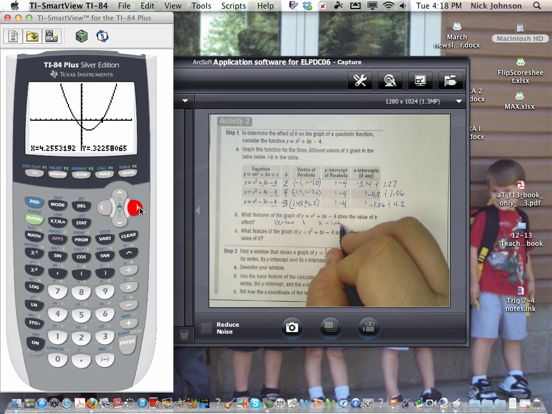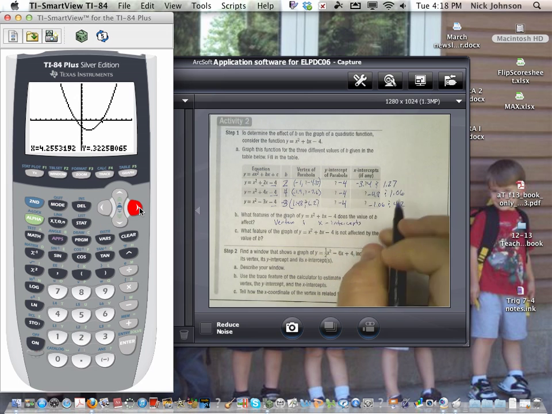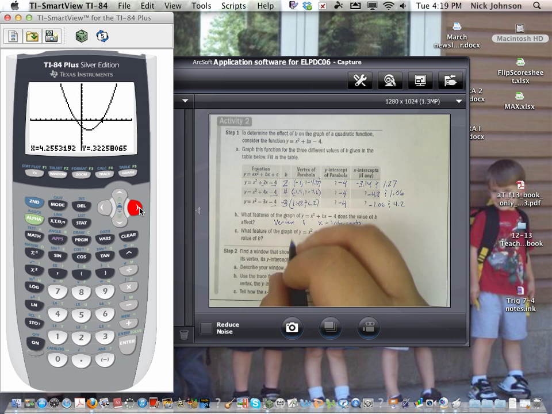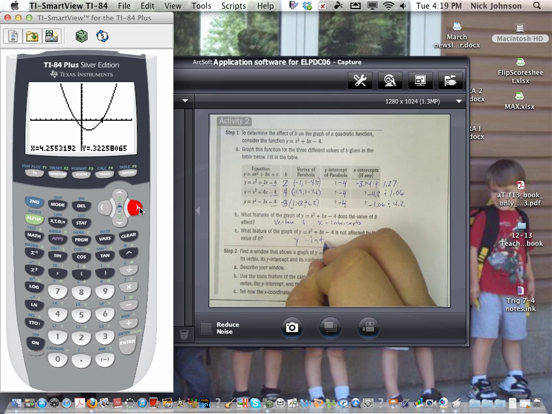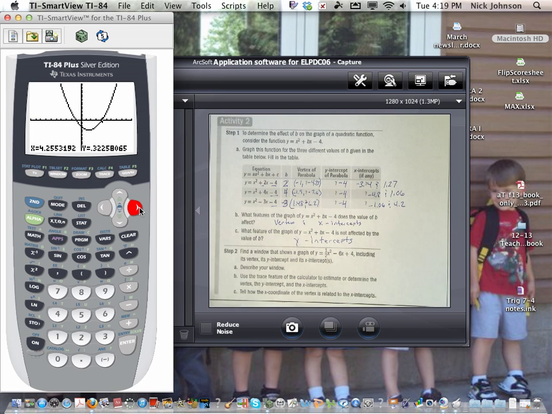It says, what features of the graph of y equals x squared plus bx minus 4 does the value of b affect? Well, it affects two things, it looks like. It affects the vertex and the x-intercepts. Those are the only two things that changed. My y-intercept stayed the same, as this question asks.